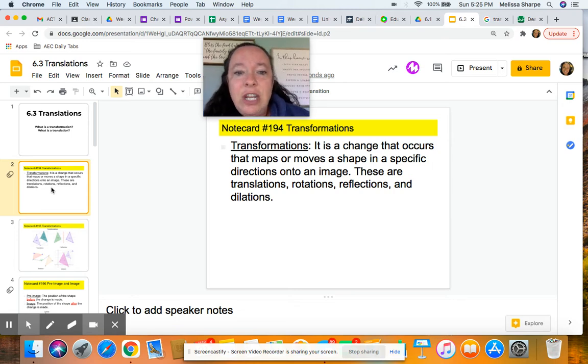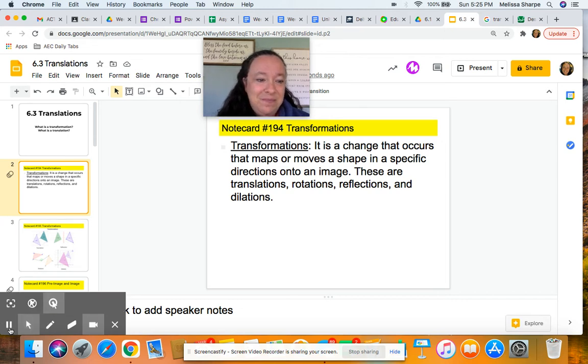These are a change that occurs that maps or moves a shape, and we're going to be looking at a lot of triangles, in a specific direction onto an image. So it just moves something around, okay? So we might have a triangle that we slide. That's called a translation. That's today's lesson. We might have a triangle that we rotate, and that's a next lesson. And then a reflection and a dilation. So today we are looking at one of the four transformations called a translation.